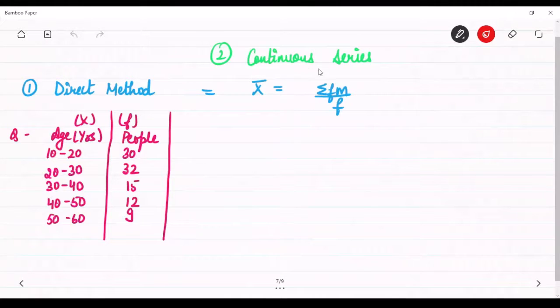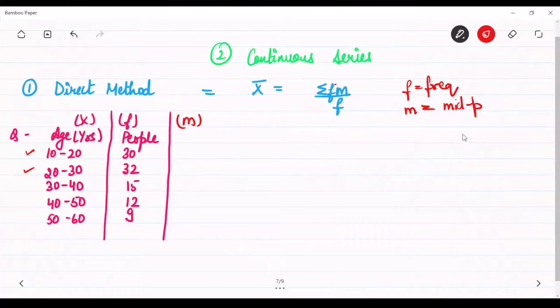Now the next series is continuous series. In continuous series, we can see that here we are having class intervals. Under this series we need to calculate arithmetic mean by the direct method, and the formula under continuous series is sigma fm upon f, where f is the frequency and m is the midpoint. Midpoint of what? Midpoint of the class intervals. So first the requirement is m.